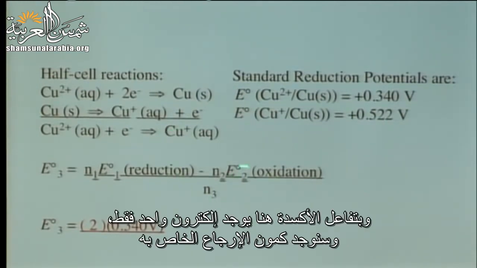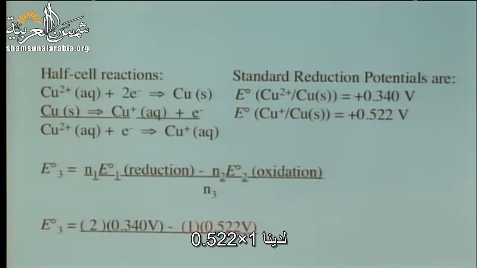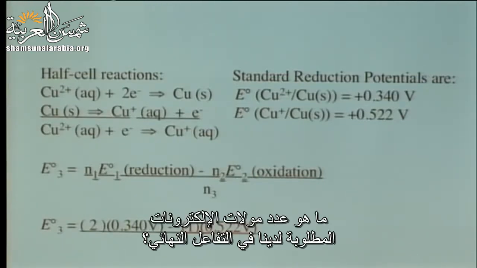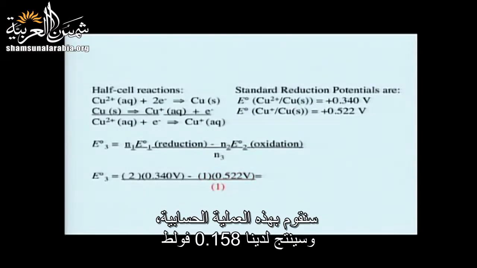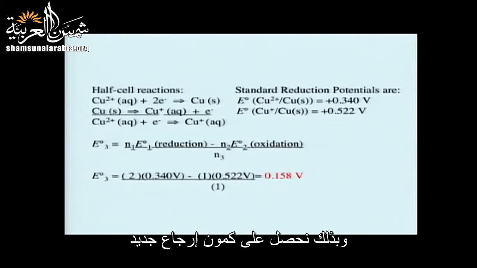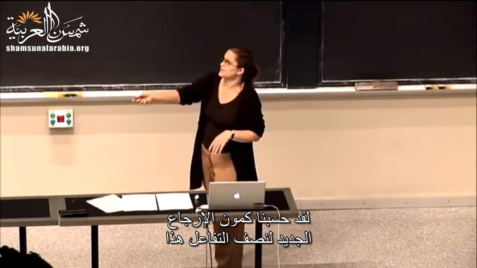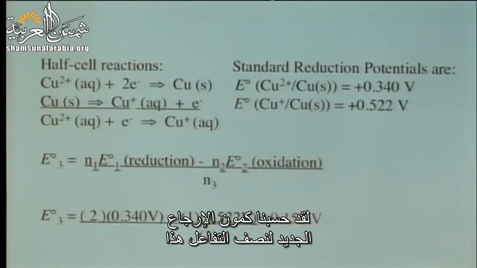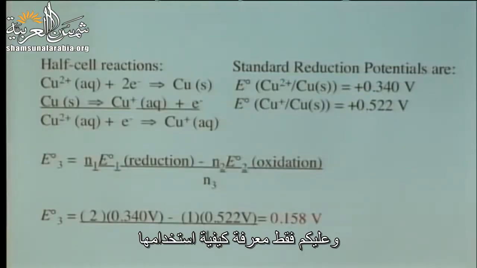And then over here in the oxidation, there's 1 electron involved. And we put in our other potential. So 1 times 0.522. And what is the number of moles of electrons for our desired final reaction? 1. And so then we can do the math and come up with an answer of 0.158 volts. And so now we've just come up with a new reduction potential. We've calculated a new reduction potential for this half cell reaction right here. So this equation will be given to you on an exam, and all you need to do is know how to use it.